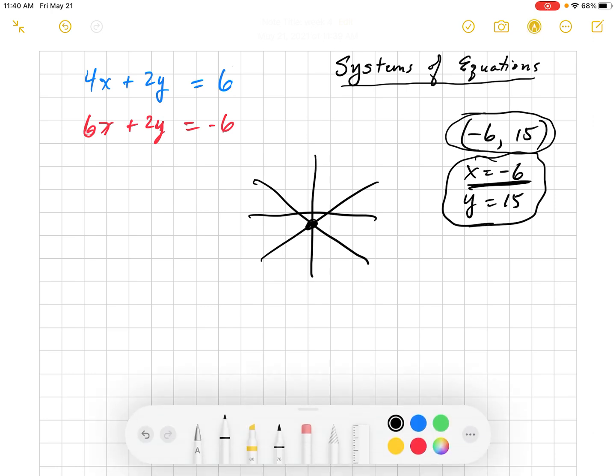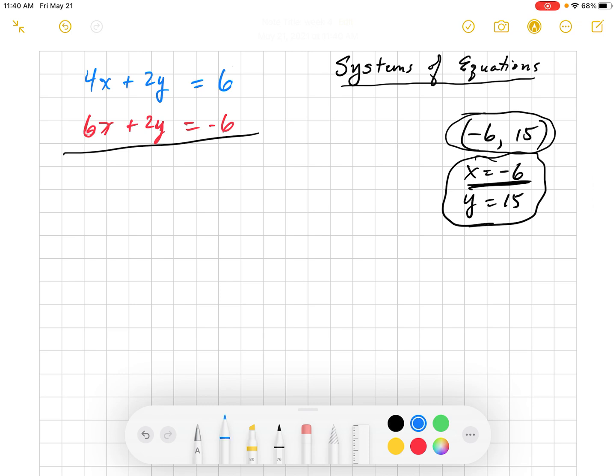But that's not always the case, and I need you to think outside the box a little bit to figure out when that's not the case. So let's get these two equations into a form that is a little more familiar to work with, where we can see each line's slope and each line's y-intercept.